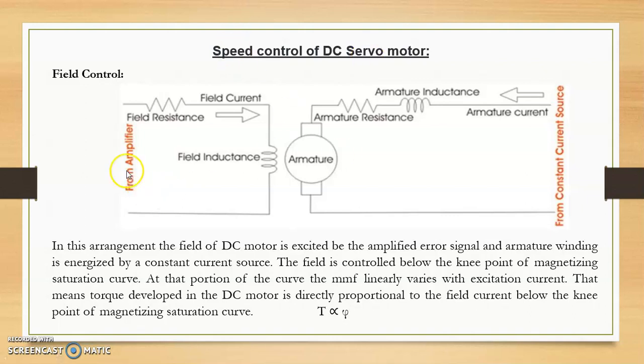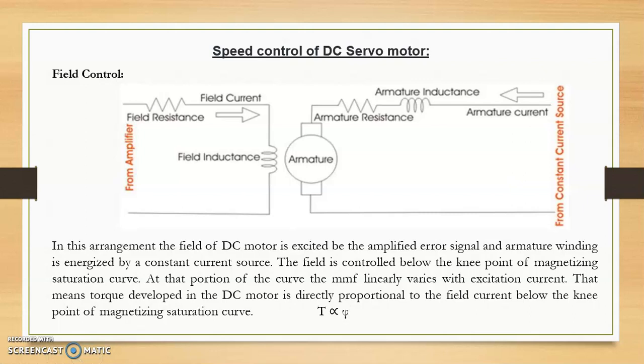So here the first control is field control, where the field flux or field current is controlled by using some amplifying signals, that is, your error signals are compared. That kind of amplification happens, and based upon this field you are going to create a speed variation or control the torque across your armature side.